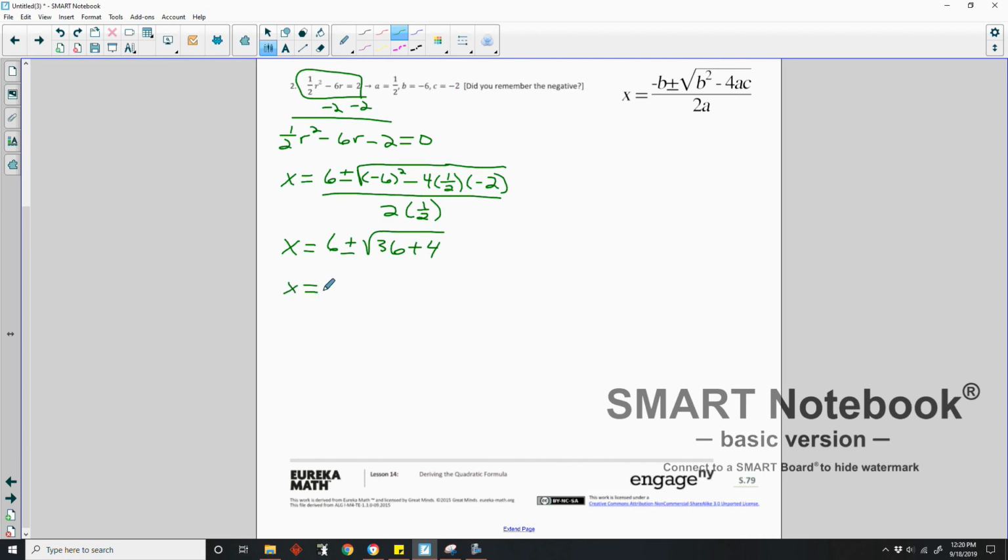X equals 6 plus or minus the square root of, now I'm going to stop right there. That'd be the square root of 40. But I see a perfect square already, so why do a factor tree when you don't have to? The square root of 36 is 6. And the square root of 4 is 2, but let's just do it this way, square root of 40.